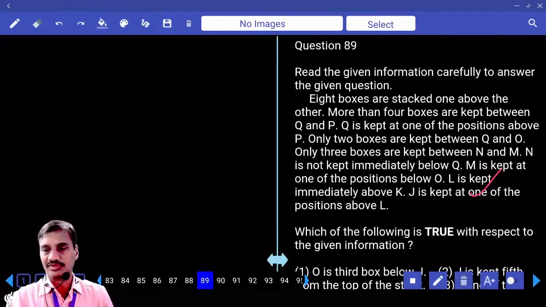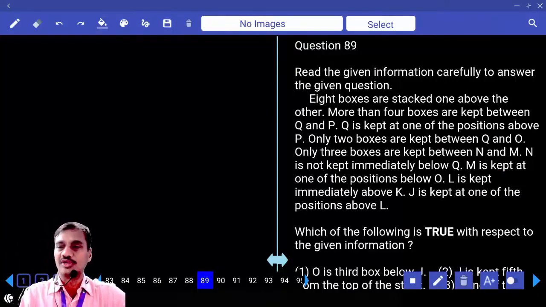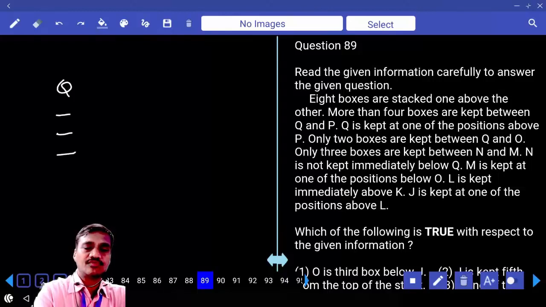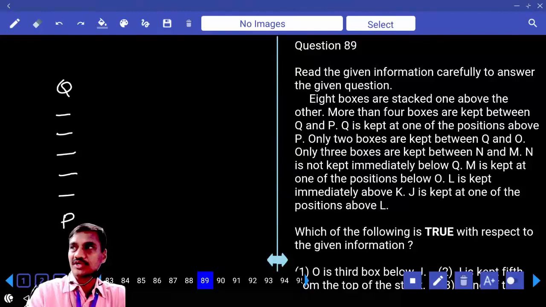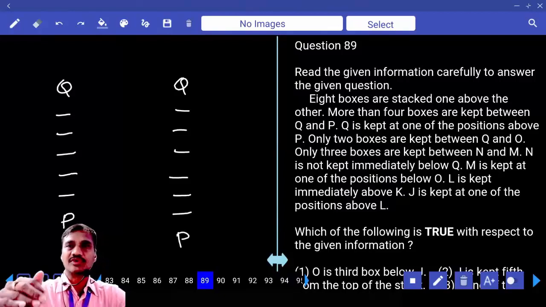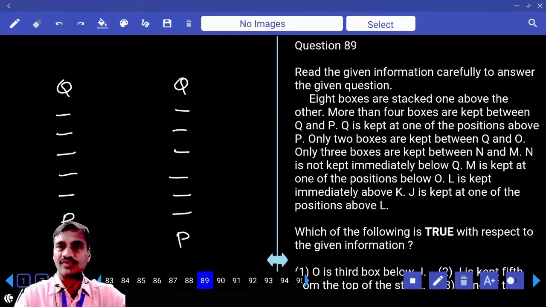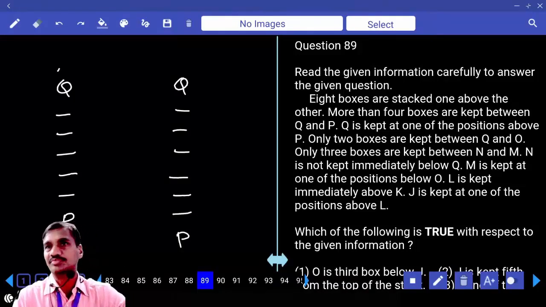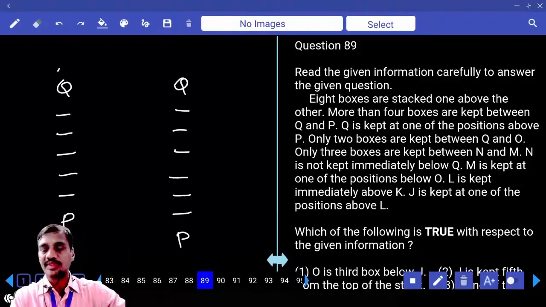Done? Then next one. 8 boxes are stacked one above the other. More than 4 boxes are kept between Q and P, and Q is kept at one of the positions above P. Q is here 1, 2, 3, 4, 5. More than 4 boxes means either 5 boxes or 6 boxes between Q and P. And again, what is the other possibility we have? Q is here 1, 2, 3 and 4, 5, 6. Now in the second case we have 8 boxes, but in the first case we have only 5 boxes, and one more box may be immediately before this Q or immediately after this P in the first case, because altogether we have 8 boxes.